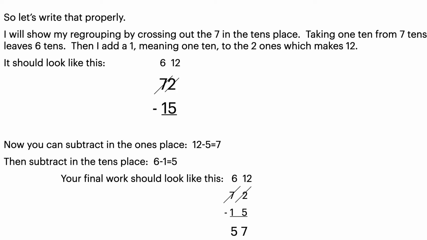I will show my regrouping by crossing out the 7 in the tens place. Taking 1 ten from 7 tens leaves 6 tens. Then I add a 1, meaning 1 ten, to the 2 ones, which makes 12. It should look like this.